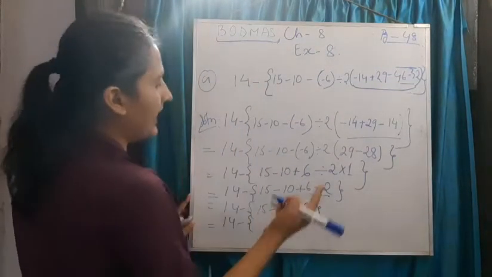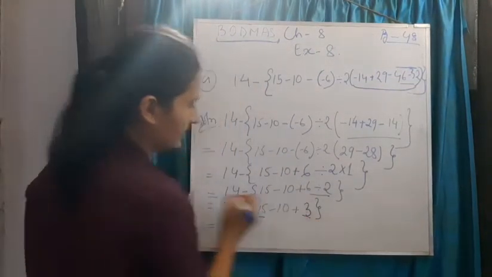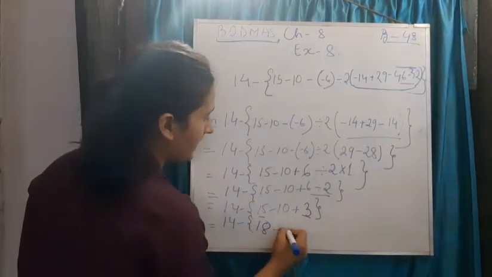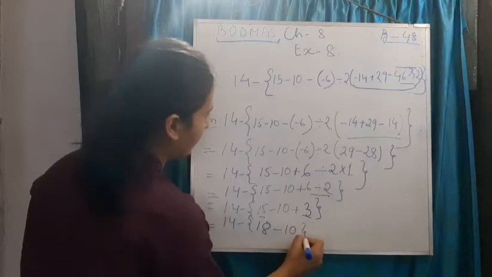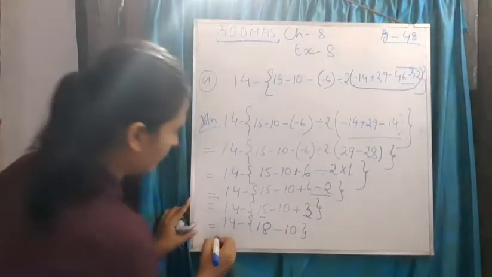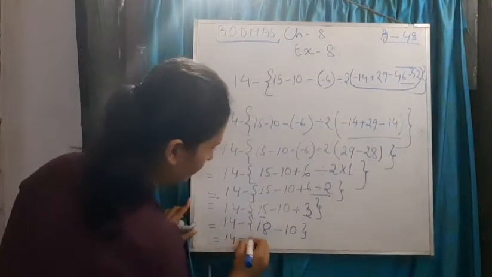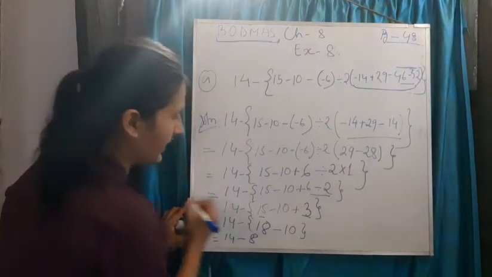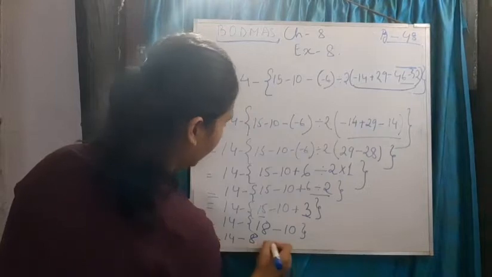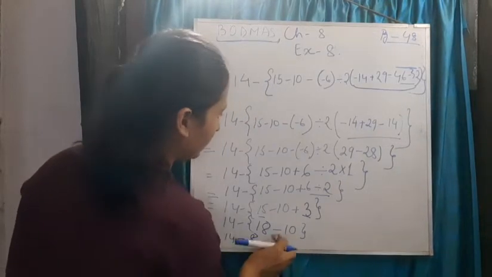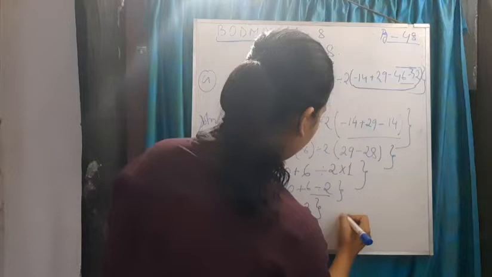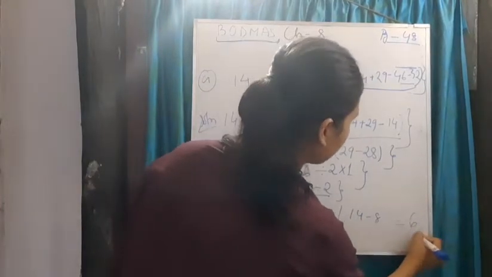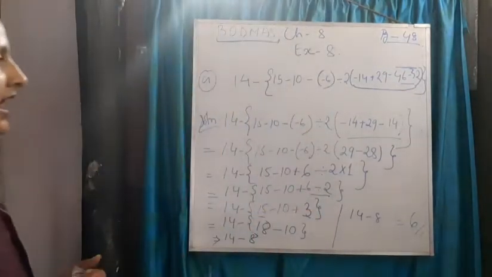So what will we do? We will add. So this and this we have to add first. So this becomes your 18 minus 10. Clear? Then 14 minus 18 minus 10 is how much? 8, right? And what will you get? 14 minus 8. Okay, let me write it down here. So we will get 14 minus 8 is equal to 6. So 6 is the answer.